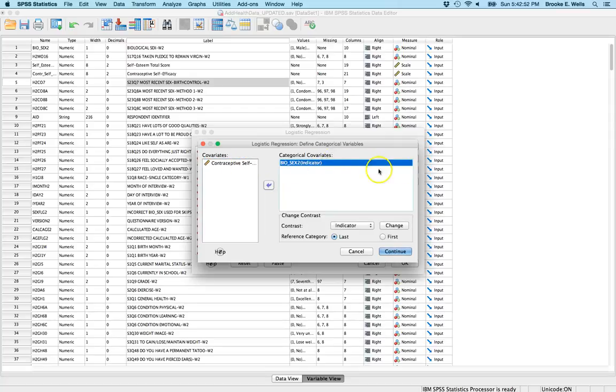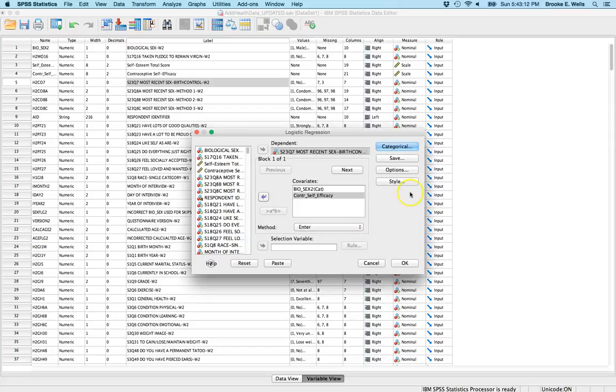So we'll put biological sex over here. We'll leave the indicator as it is. Right now the reference category is the last category or the highest category. So in this situation it's using females because they're coded as 2 and males are as 1. So it's comparing males to females in this situation. And so we don't have to change anything else.